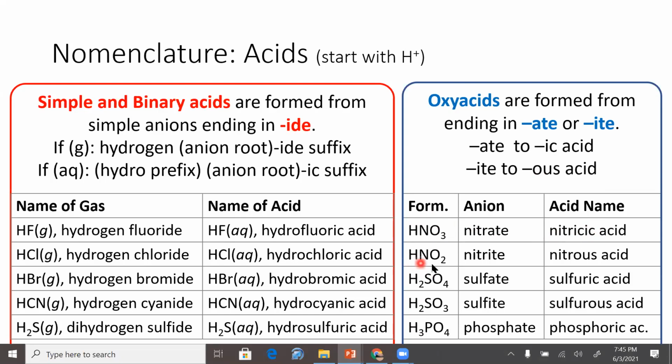Okay, if we have HNO2, it's an acid because it has hydrogen in it. NO2 is nitrite. Ite goes to ous. So this is nitrous acid. Okay, this is sulfate. Ate goes to ic, so sulfuric acid. This is sulfite. Ite goes to ous, so sulfurous acid. This is phosphate. Ate goes to ic, so this is phosphoric acid.